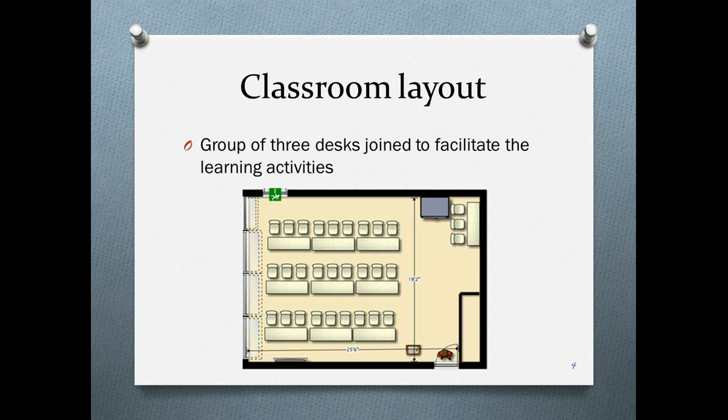For the classroom layout, this is a typical example of how I would like to facilitate the class discussion and the class activities. That's to have a desk of 3 people. A group of 3 joined together will be able to facilitate the learning activities better, because in pair work what happens is someone dominates the other, and I don't want people to dominate anyone. For that matter, having 3 will be good because they'll be able to talk amongst each other and generate more discussion, so that's much better.